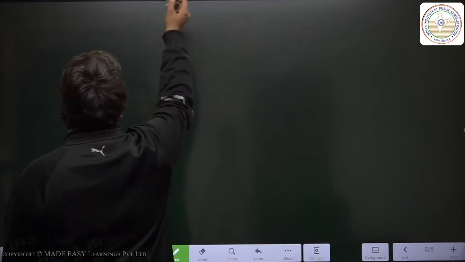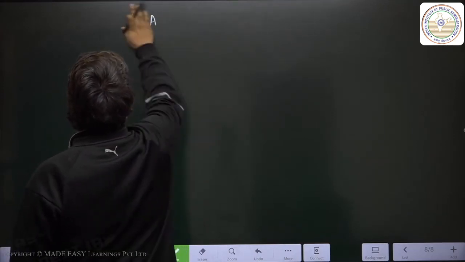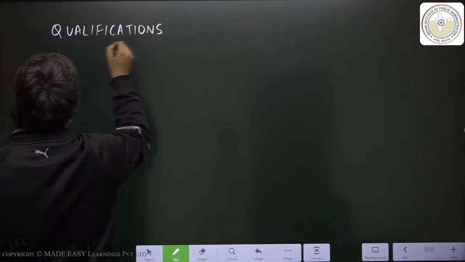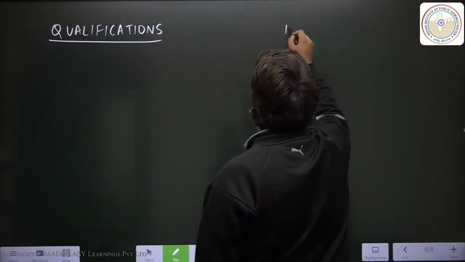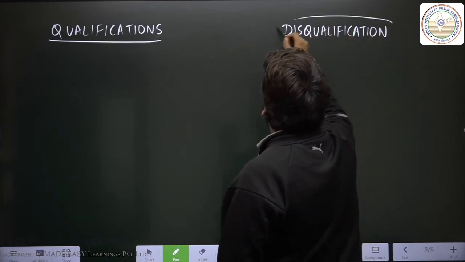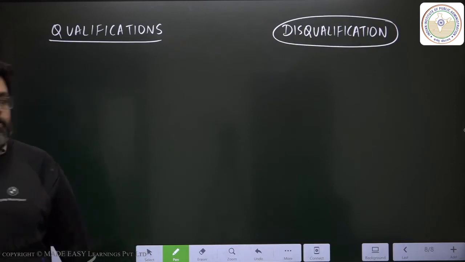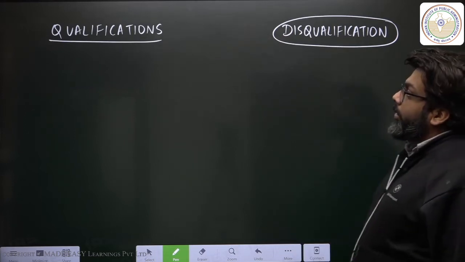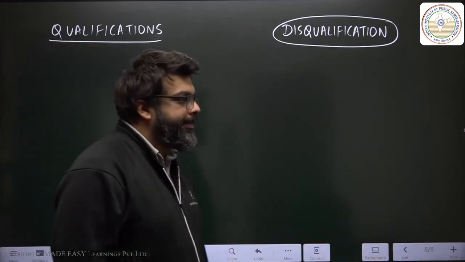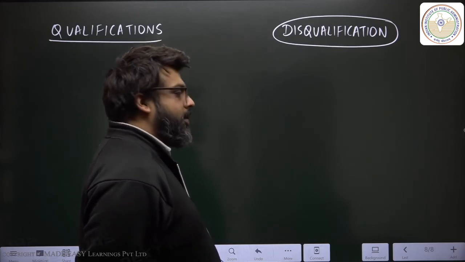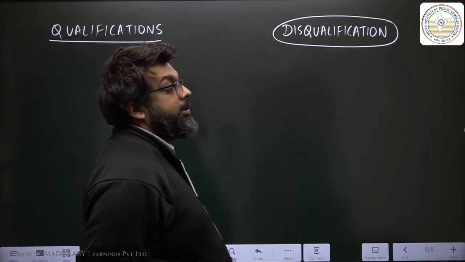Now, qualifications and disqualifications. Disqualification is like, yes, Abhijit, because of special provisions. हाँ, चलो. See, disqualification is like how some of you may have been suspended from school, or you would have been terminated from school or rusticated from school.